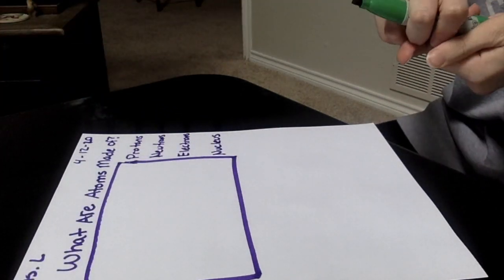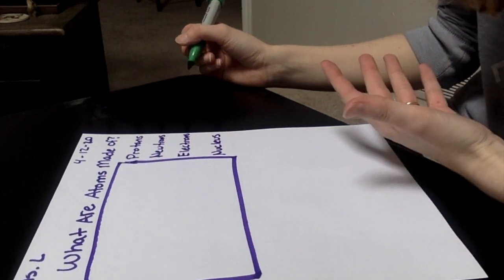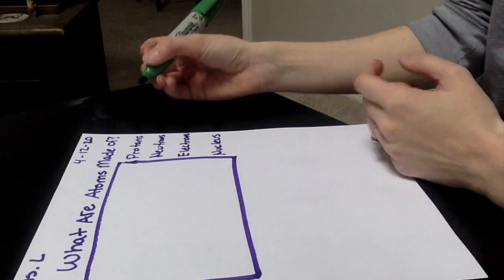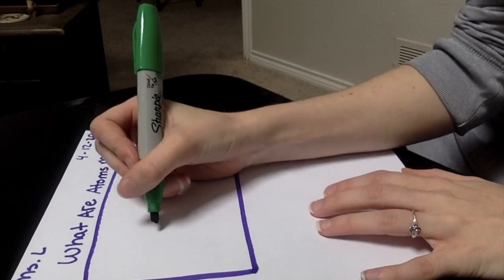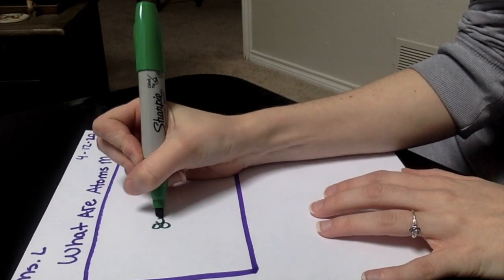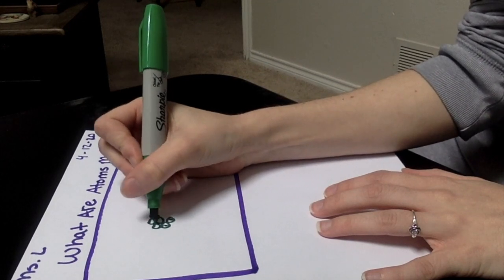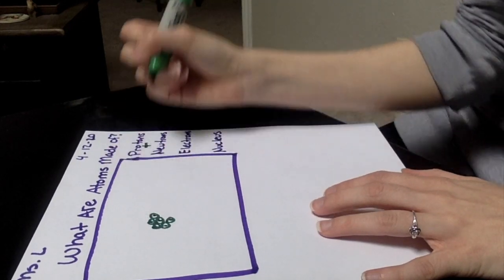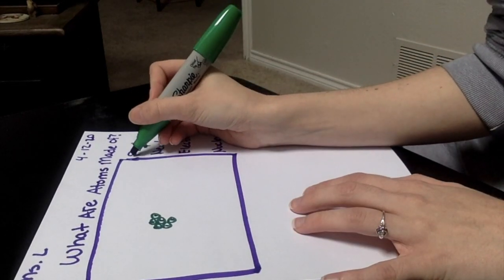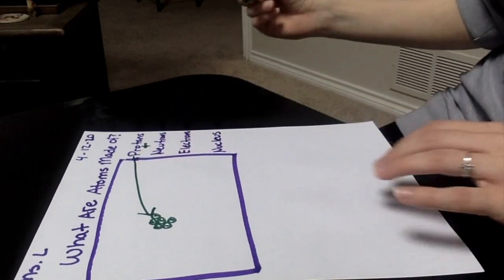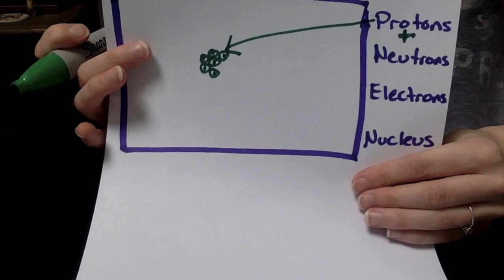The first thing I'm going to put are my protons. Remember, protons have a positive charge, and we show that with a plus. So I'm going to make my protons with a plus. I'm going to make some circles in the middle, do a few, and I'm going to put little plus signs on the inside. And then I'm going to come over to my word protons and I'm going to draw an arrow to where the protons are in my picture. There's my protons.